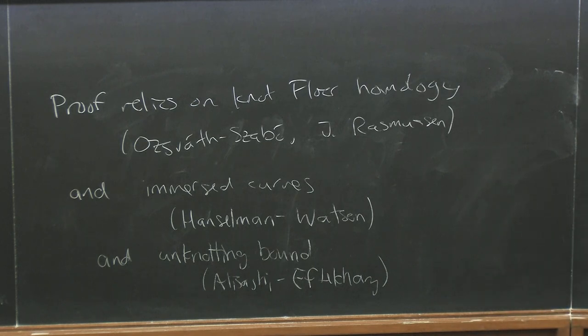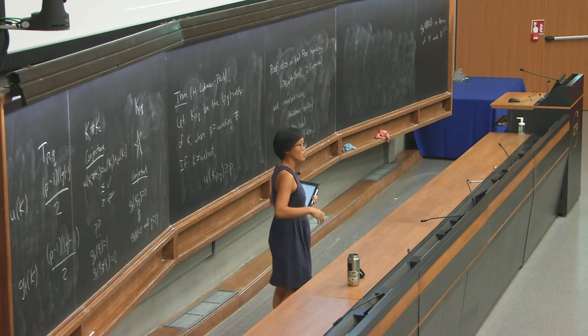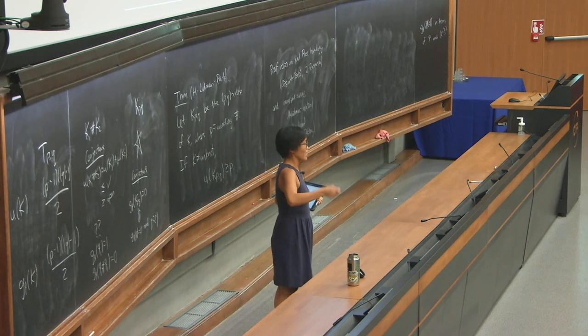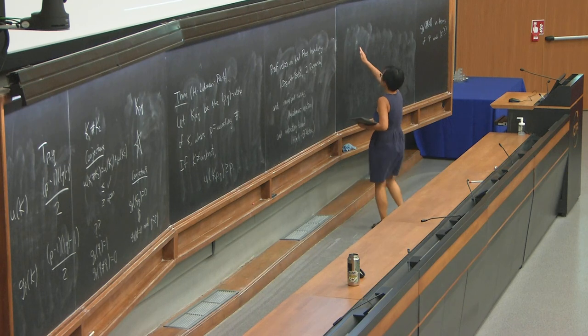Great. So notice, in general, the unknotting number of a knot doesn't have to equal the four-ball genus of a knot, but for torus knots, it does. And so one question you might ask yourself is, what about iterated torus knots? So iterated torus knots are cables of cables of cables of torus knots. Great. And so the answer to that is no.